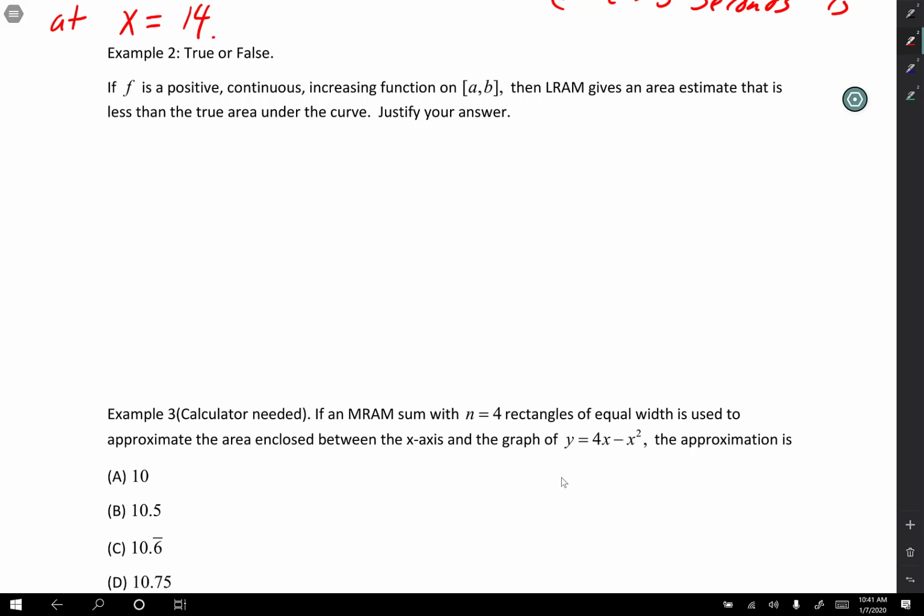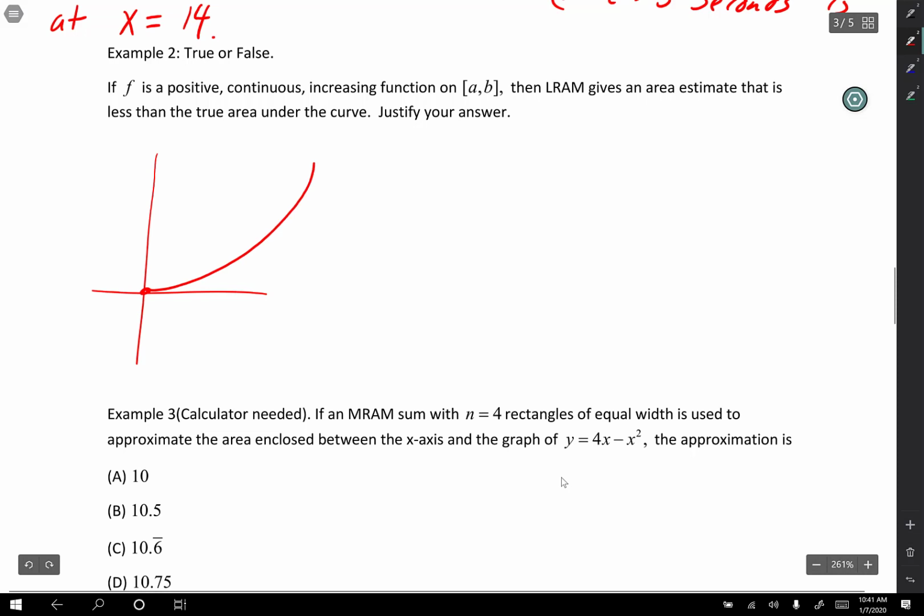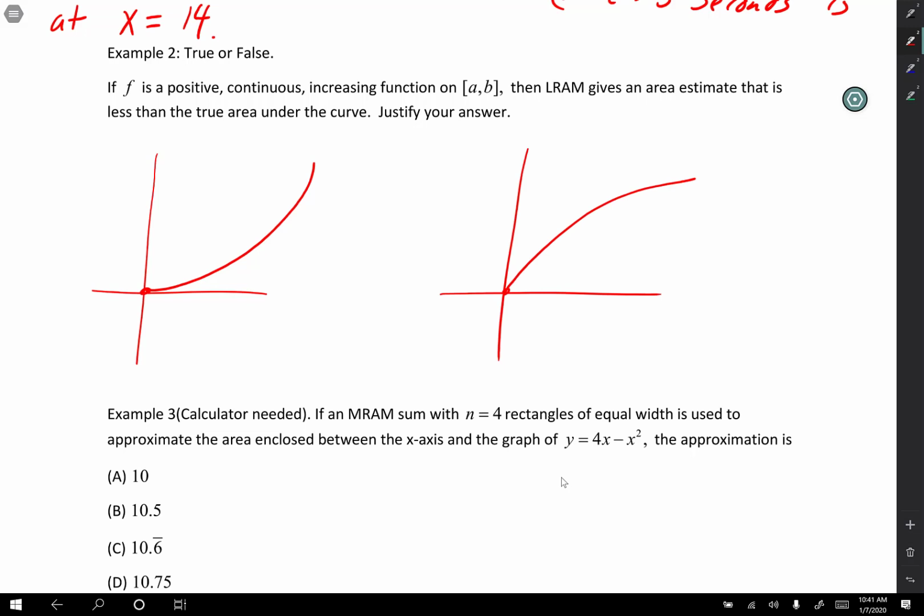All right, here we go. If f is positive, continuous, increasing function on a to b, then LRAM gives an area estimate that is less than the true area under the curve. So look, positive, continuous, increasing. So here it is, two situations, both increasing. One's concave up, one's concave down. Will an LRAM always give you an under approximation?